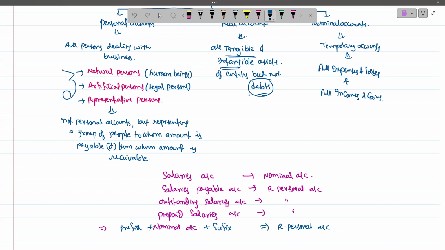So these are the classification of the accounts as per the traditional approach. All accounts are classified into three types: one is personal account, another is real account, and another is nominal account. This is the classification provided as per the traditional approach.